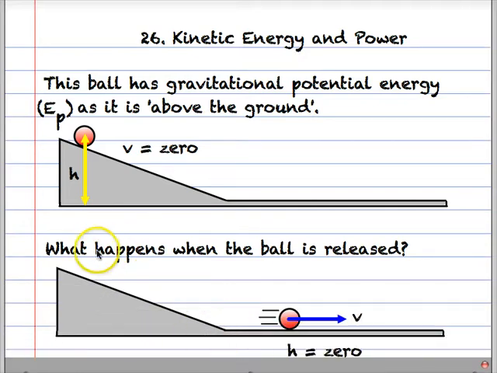I think you will all have guessed that the ball will roll down the slope and gain speed. When it reaches the bottom, it's actually got no height anymore, so we can say it's got no gravitational potential energy. In fact, all of that energy has been converted into kinetic energy.